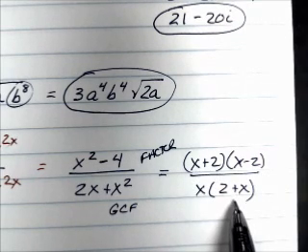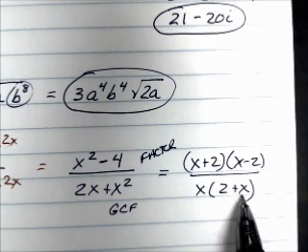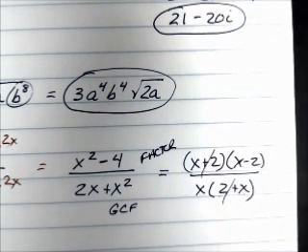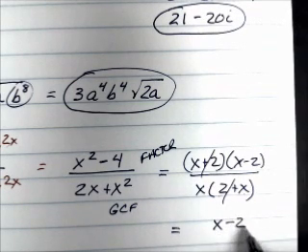Now, x plus 2 and 2 plus x are the same. They're just in a different order. I can read this as x plus 2. They divide out. So our answer is x minus 2 over x.